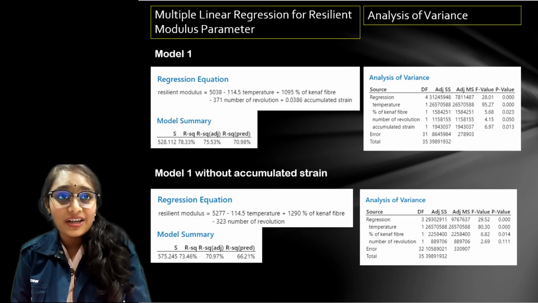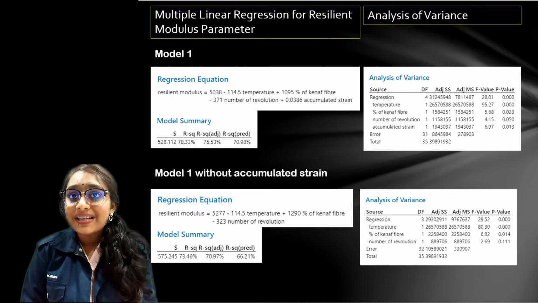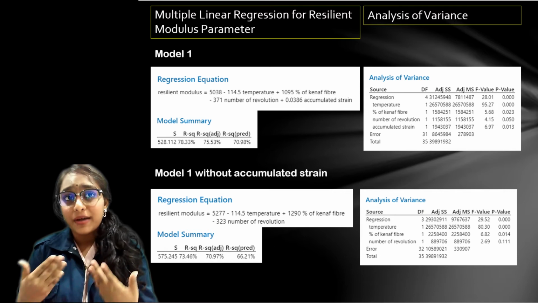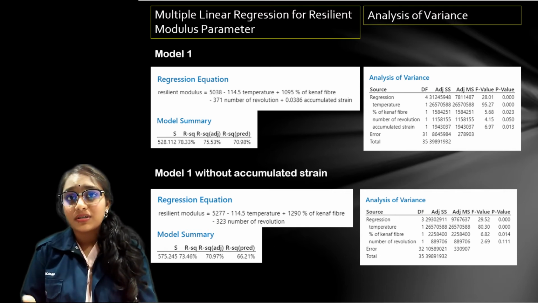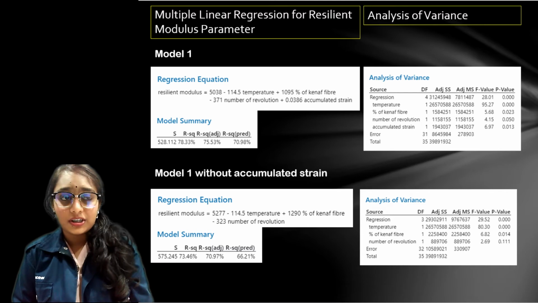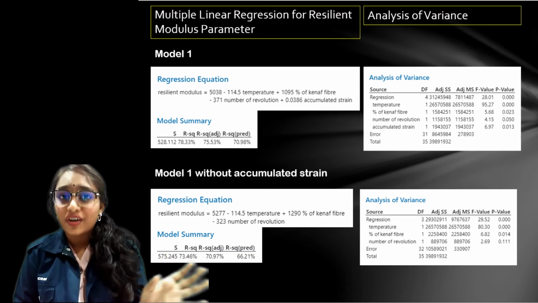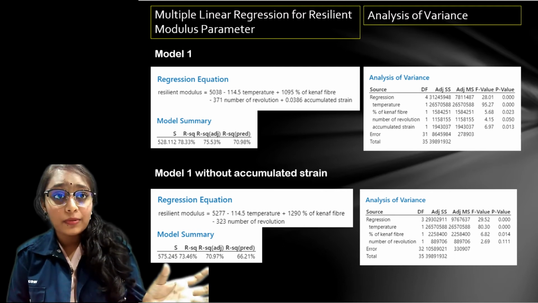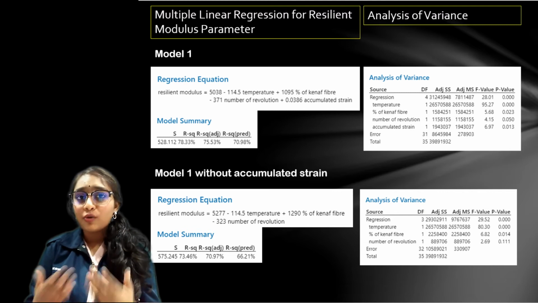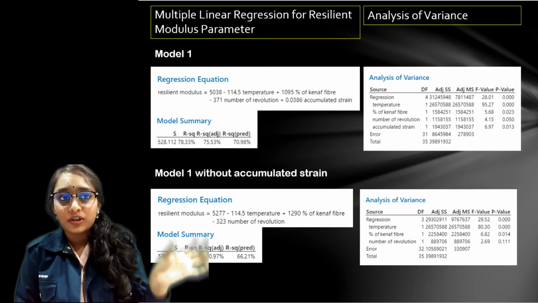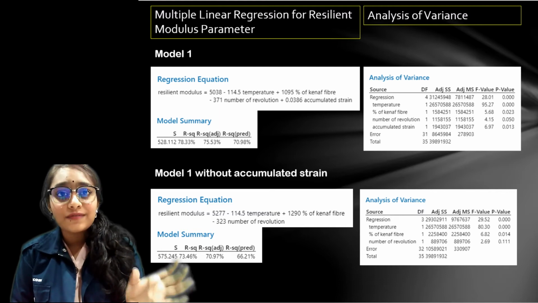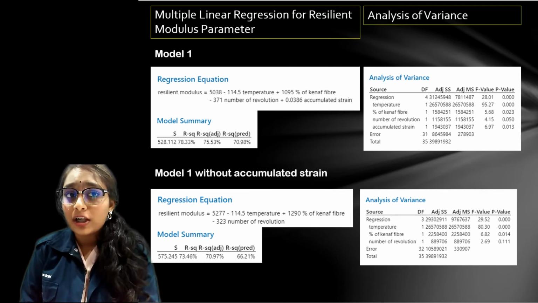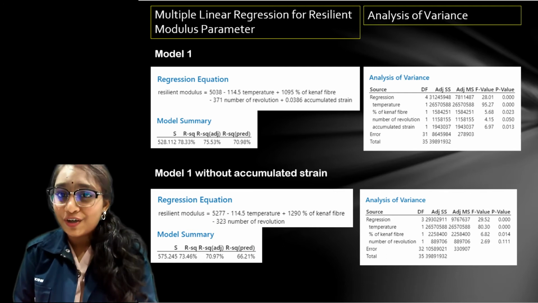The first model of linear regression was carried out with the resilient modulus of stone mastic asphalt mixture as the response, while temperature, percentage of kenaf fiber, number of revolutions, and accumulated strain were the predictors. The figure on the slide lists the values of the constant and the 4 predictors, whereas the other figure below shows the value of variable with the other 3 predictors. The equations show that the coefficient for all important variables for this model had a positive sign, implying that an increment of all independent variables would lead to an increment in the resilient modulus, except for the accumulated strain value.